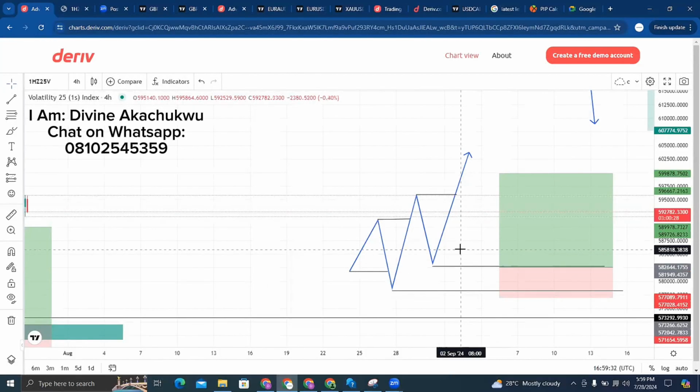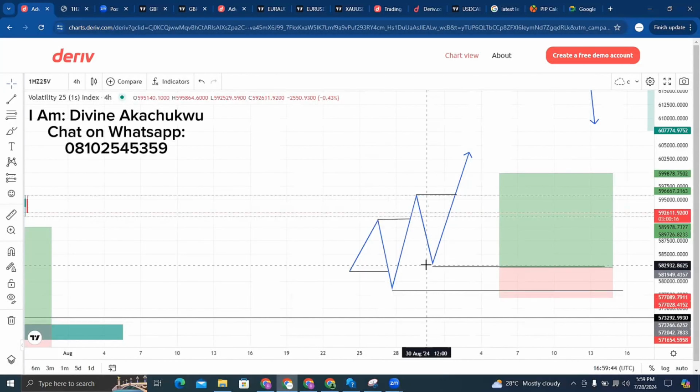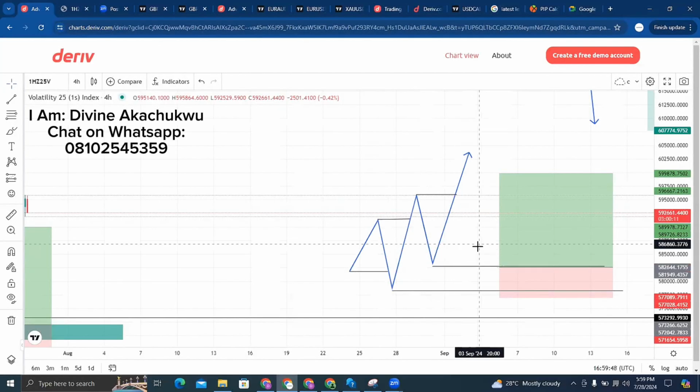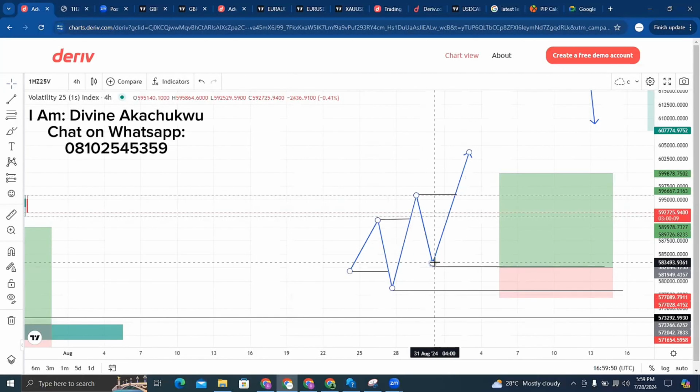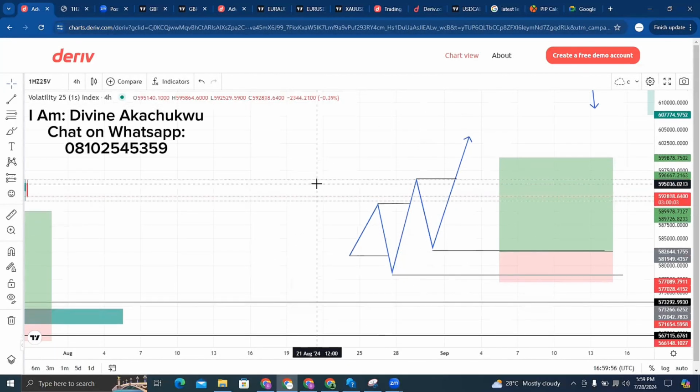All right. So having this at the back of your mind, before you enter any trade, you need to find a zone of inducement, a point where liquidity is supposed to be taken out. If there's no liquidity, if there's no inducement before your zone, it means your zone may not be valid.